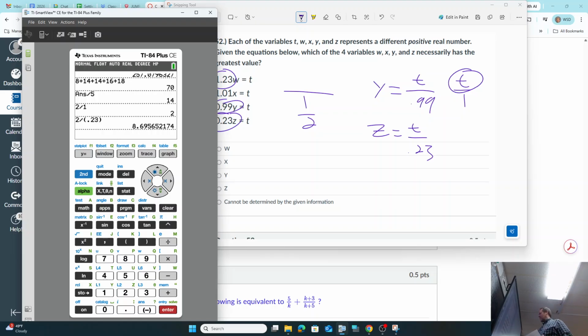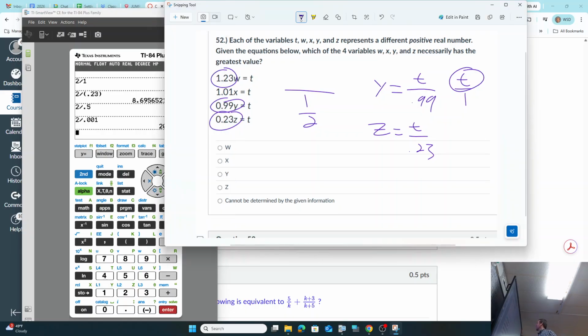So it's just the idea that if you divide by a fraction or divide by something really, really small, it becomes really big. And so which necessarily has the greatest value? It's definitely this one, right? It's definitely going to be z.